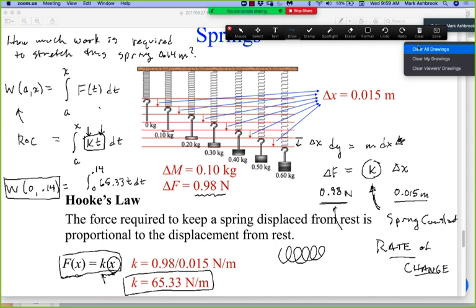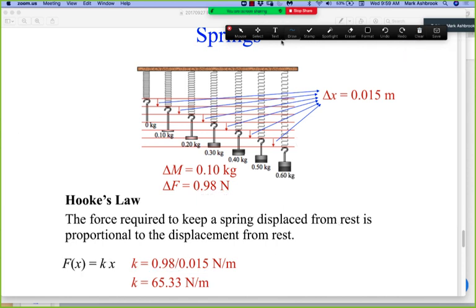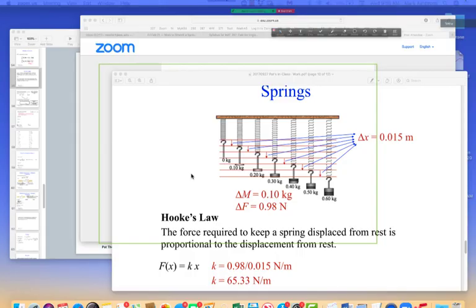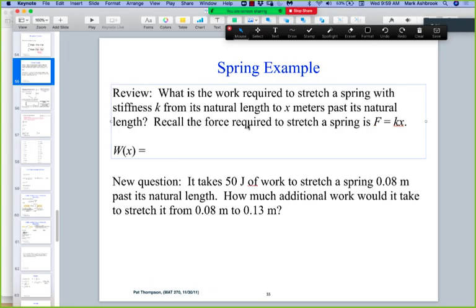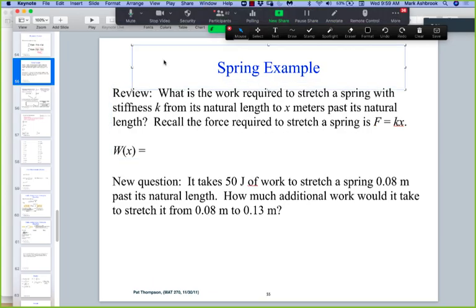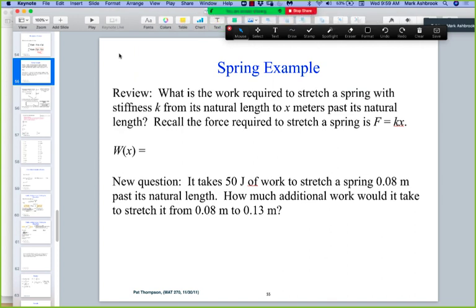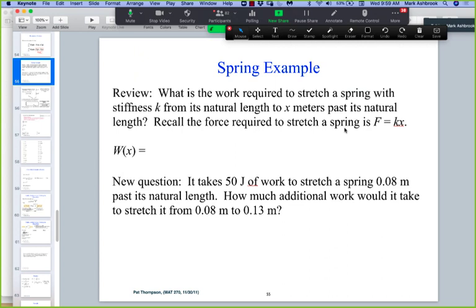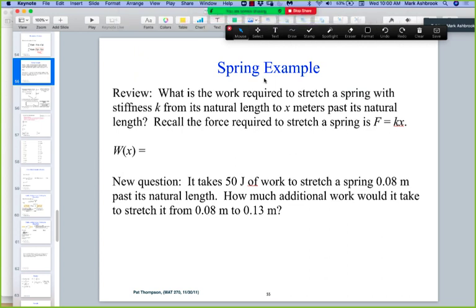Okay, so let's look at a different question here. What's the work required? So here's this review. Let's just do a general form of a work function. What's the work required to stretch a spring with a stiffness K from its natural length to x meters past its natural length? Okay, recall the force required to stretch a spring is F equals Kx.